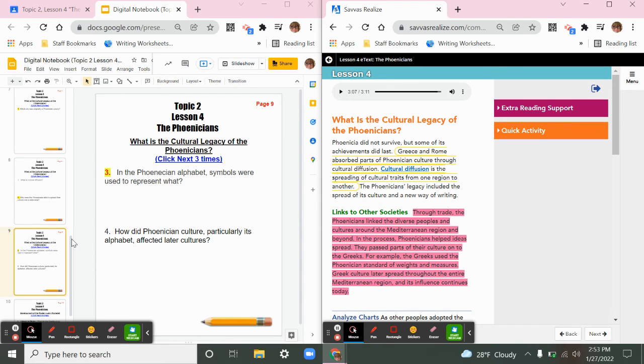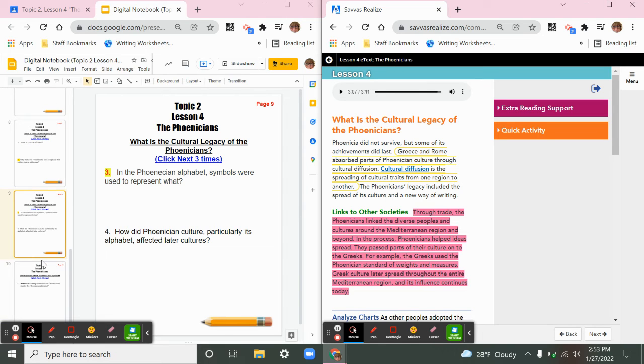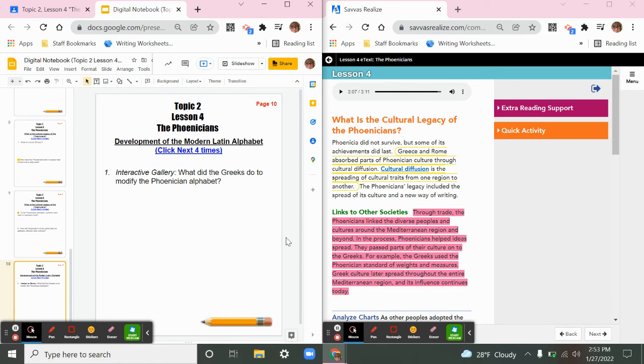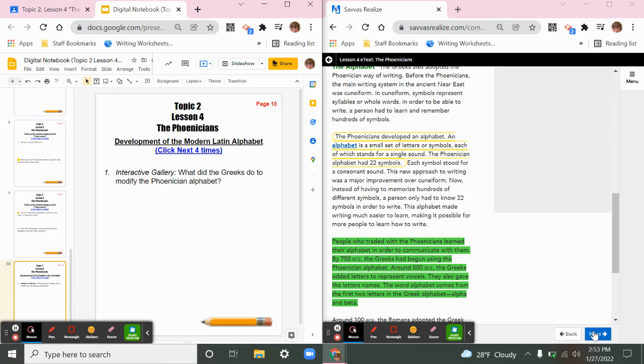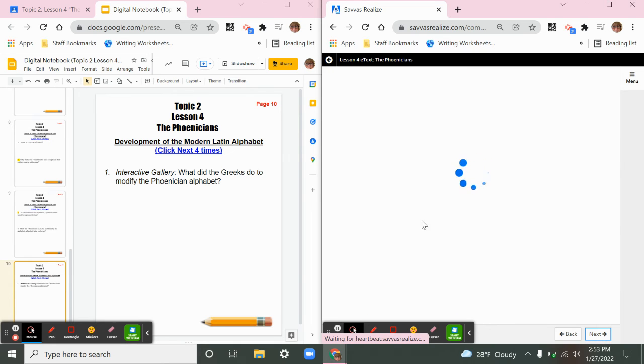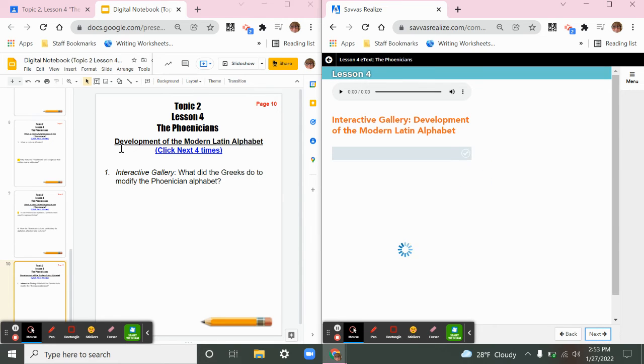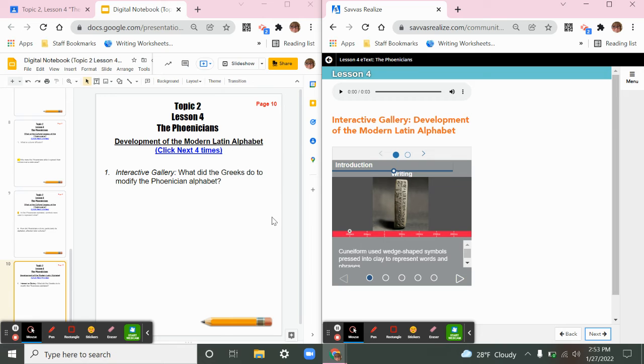So now we're going to move on to page 10 of the digital notebook and click Next. You'll see here this is going into the development of the modern Latin alphabet. So from the original page, you'll have to click Next 4 times. And then we're going to get into this interactive gallery.